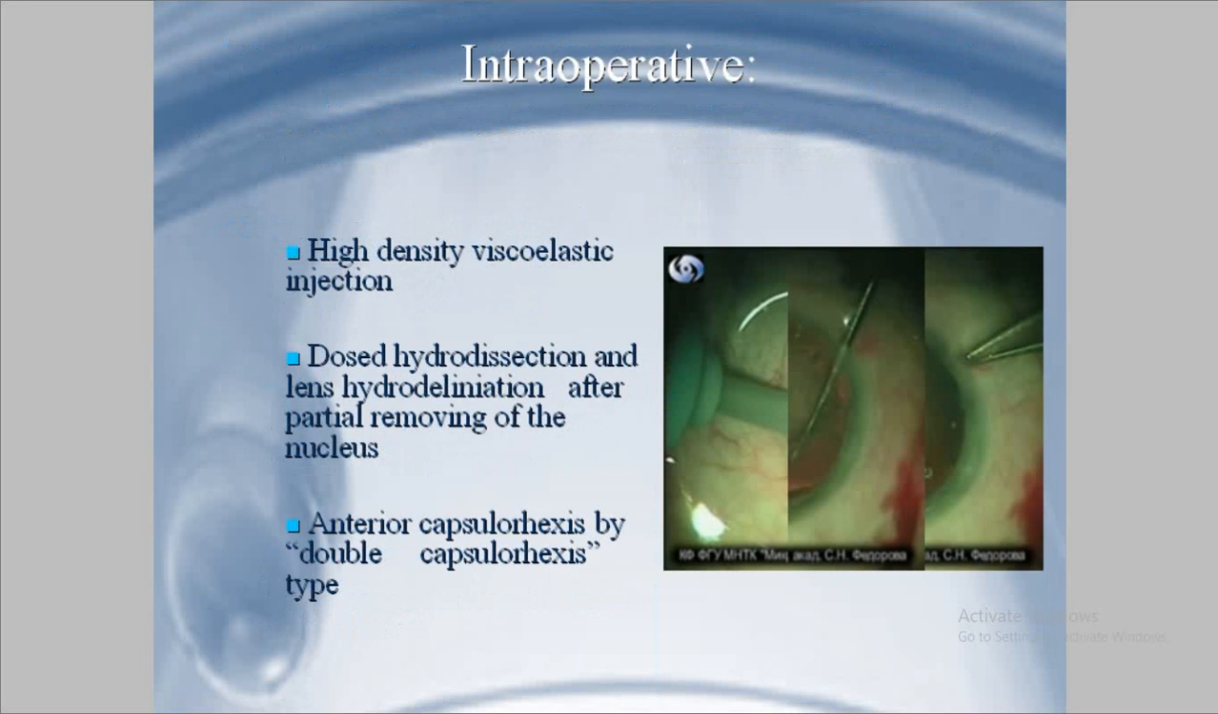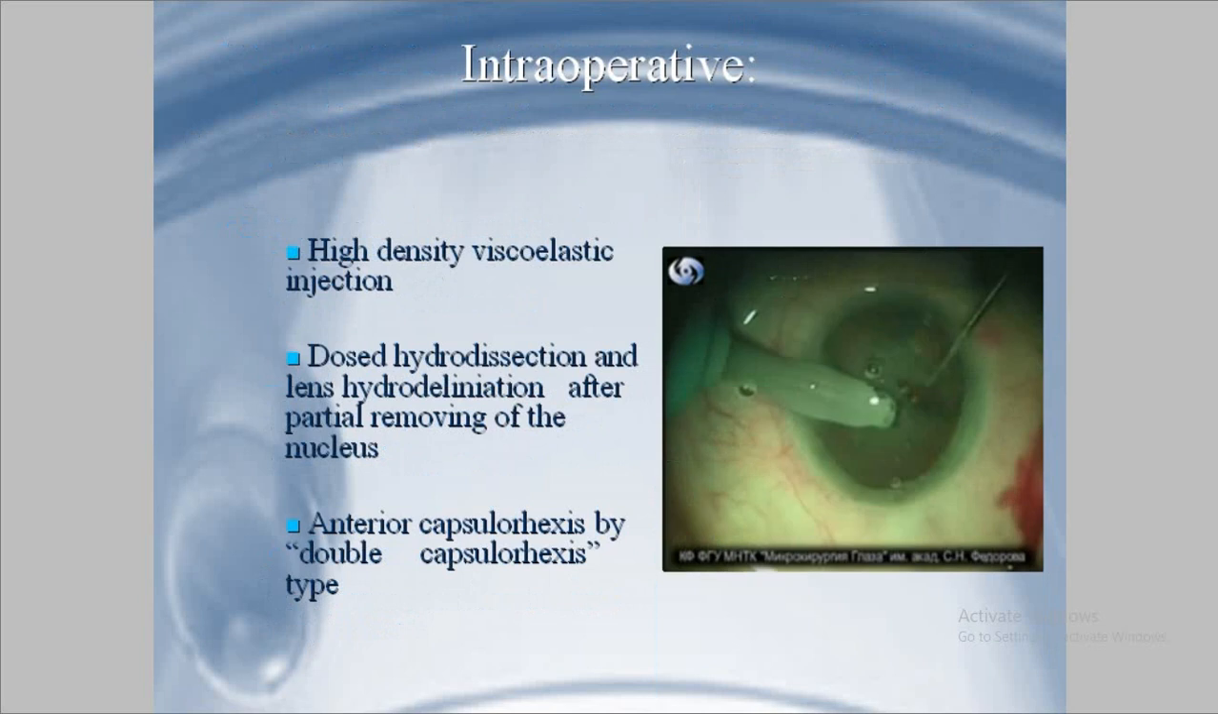Intraoperative injection of high-density viscoelastic for stability and maximum anterior chamber recess until intralenticular pressure neutralization. Anterior capsulorhexis was performed through paracentesis using needle 0.4 for a 10th lens. Double capsulorhexis was performed in case of hypermetropic cataract.